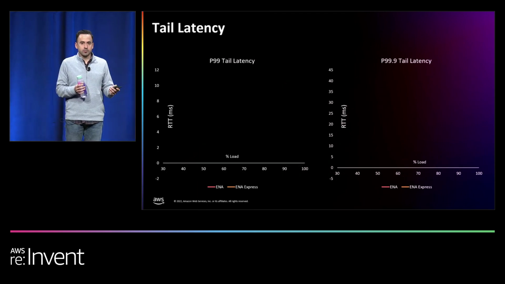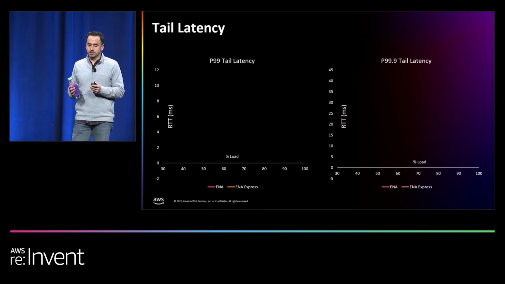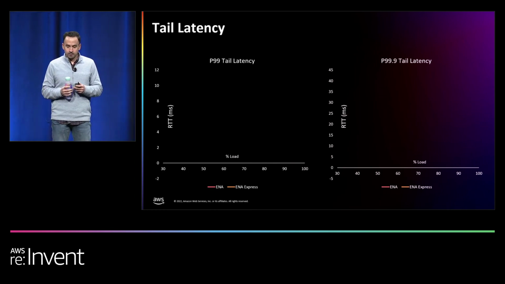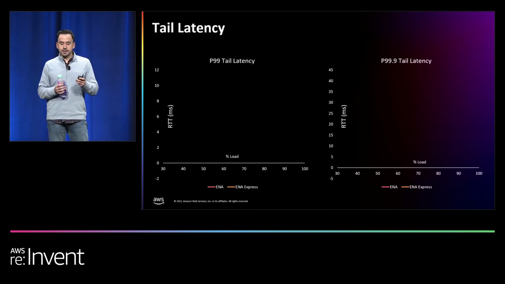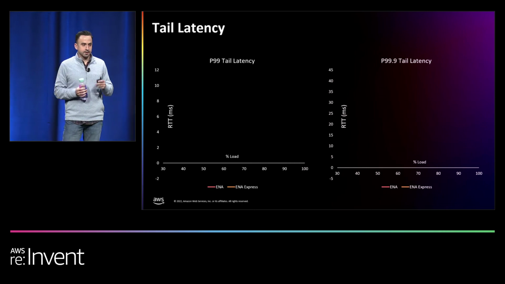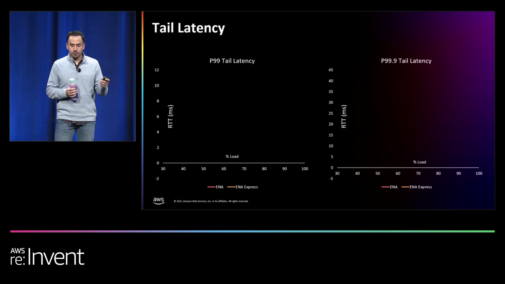In addition to testing throughput, packet rate, and retransmit rate, we also wanted to test tail latencies, as I said before. For those not familiar with tail latency, it's the round trip time for a packet in the last X percentile of traffic. And in this case, it's the last 1% of your packets being sent, or the last 0.1%.